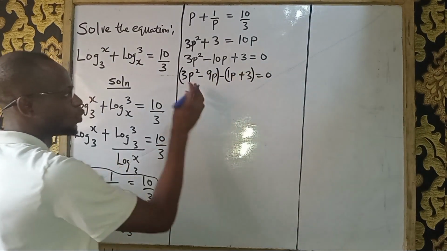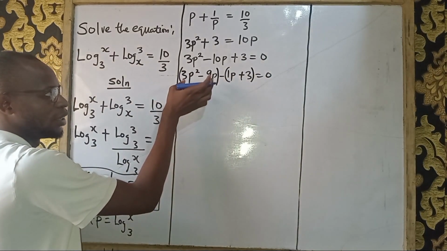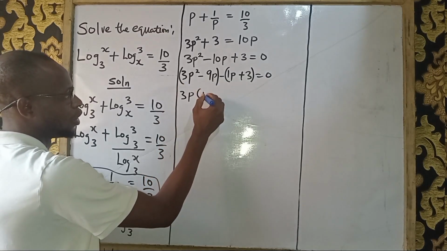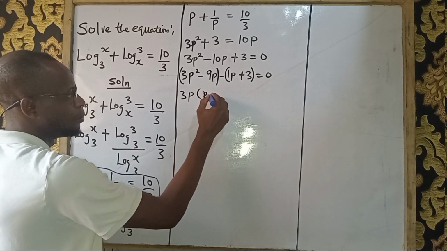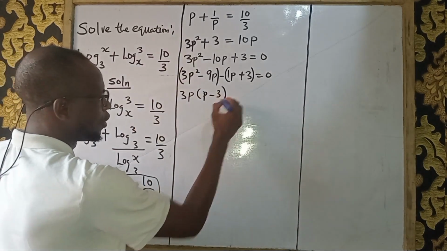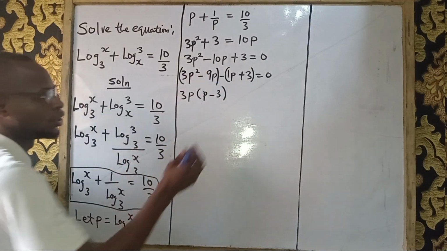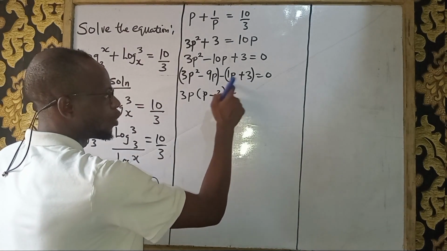You group this into 2. So the common factor here is what? 3p. Okay, so when you bring 3p out, you will have what here? You will have p minus 3. That's what you have inside that bracket, because by the time you multiply, you still end up having the same thing here.